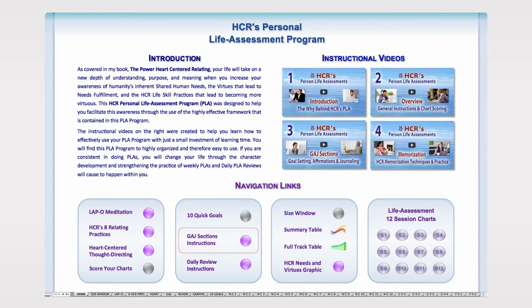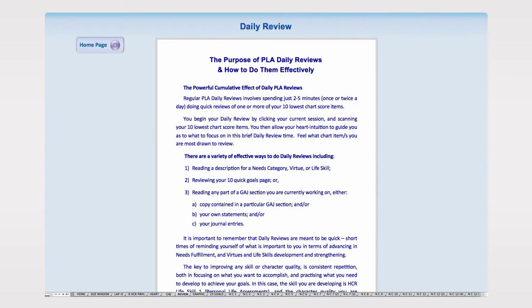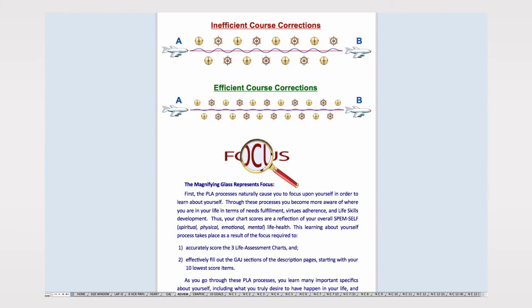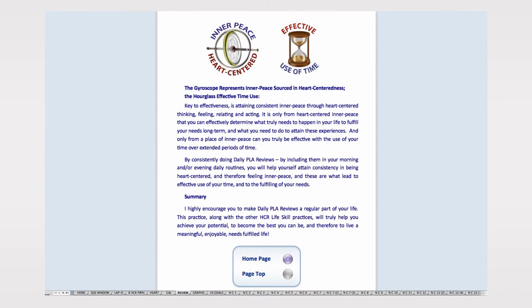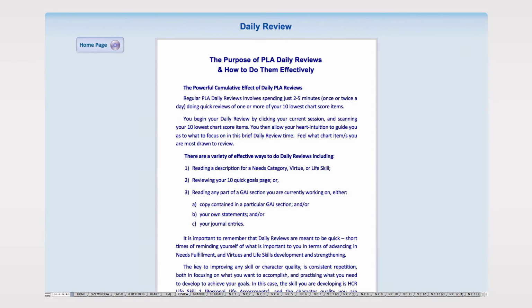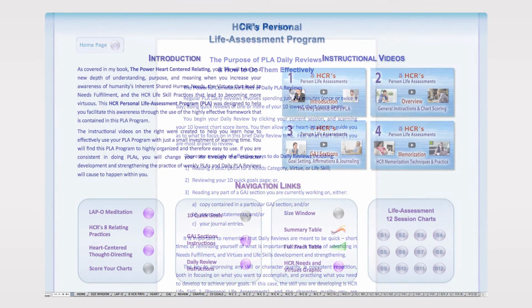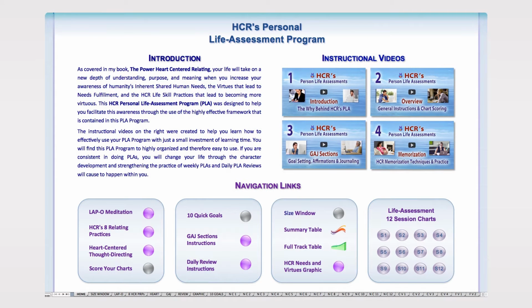Here on the home page are button links to the written version of the GAJ pages instructions that I covered in this video, as well as a button link to the daily review instructions, which are much shorter. It will only take you 5 minutes to read what's contained on this page, which explains how to do quick and effective daily reviews, as well as why you will benefit from doing them. And that brings us to the last section to cover, the summary and full track pages.